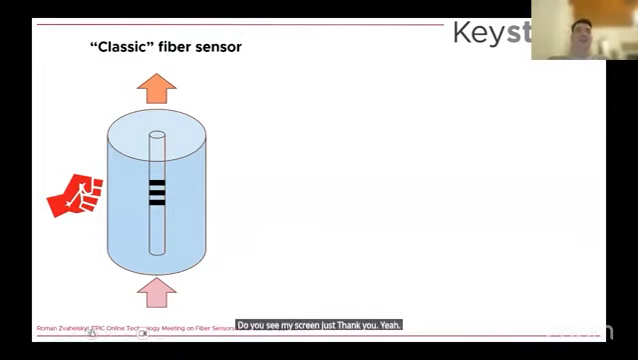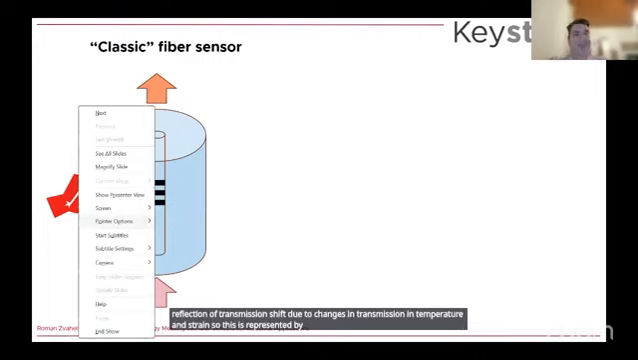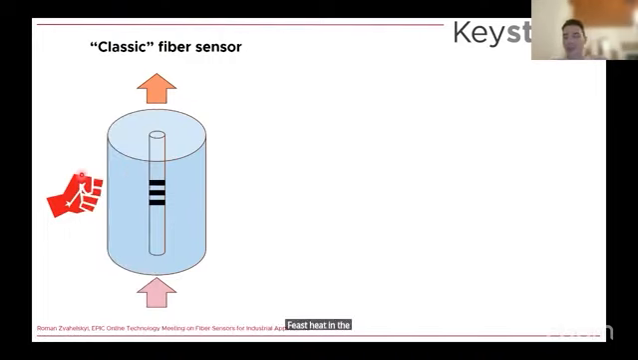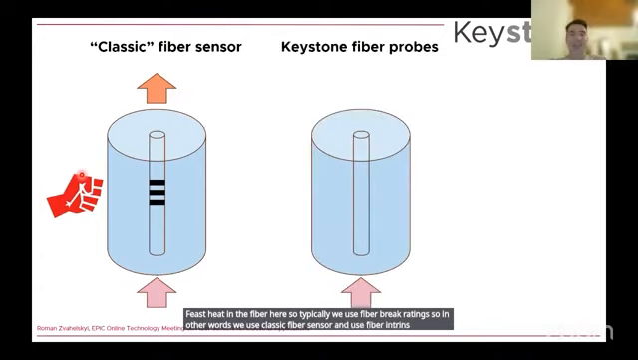Yeah, I would like to start with the definition and emphasis of a classic fiber sensor. Here we detect reflection or transmission shift due to changes in temperature or strain. This is represented by a fist hitting a fiber here. Typically we use fiber Bragg gratings. In other words, we use a classic fiber sensor and use the fiber intrinsically as a sensing device.